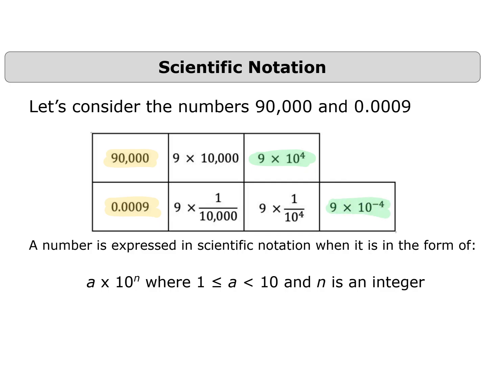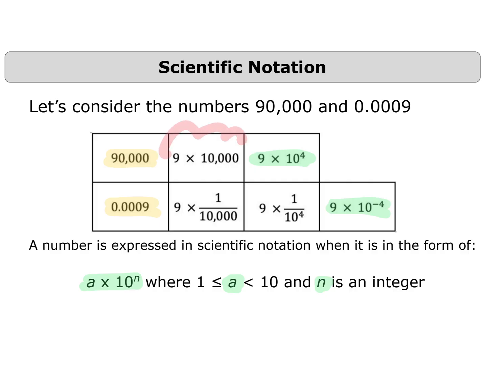A number is expressed in scientific notation when it is in the form of a times 10 to the nth power, where a, our coefficient, is between 1 and up to, not including 10, and n is an integer.